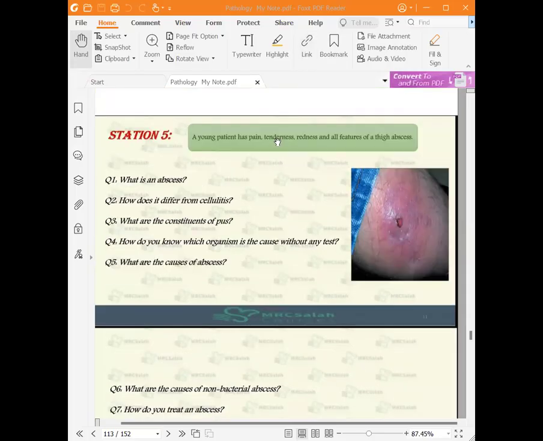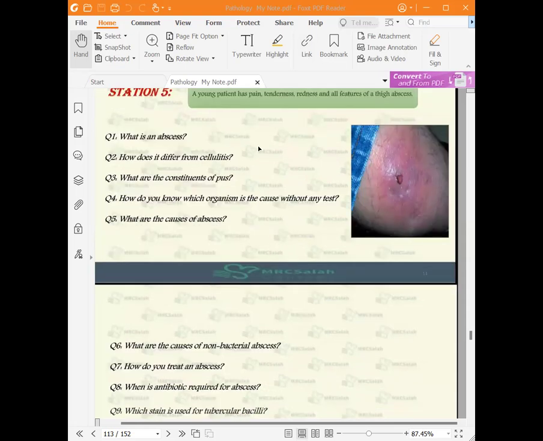Okay, pathology mock, station 5, abscess. You can read the station. A young patient has pain, tenderness, redness, and all features of a high abscess. So, what is an abscess?